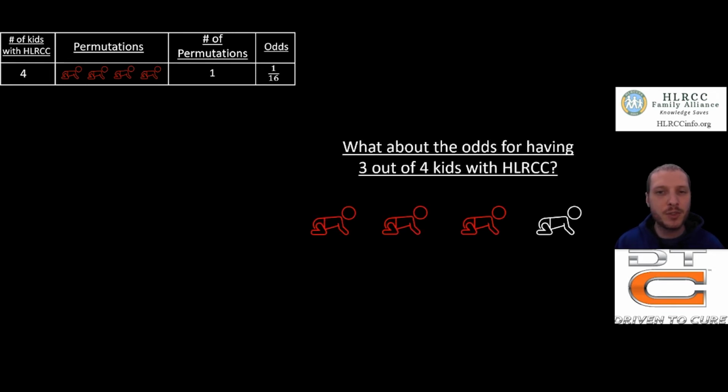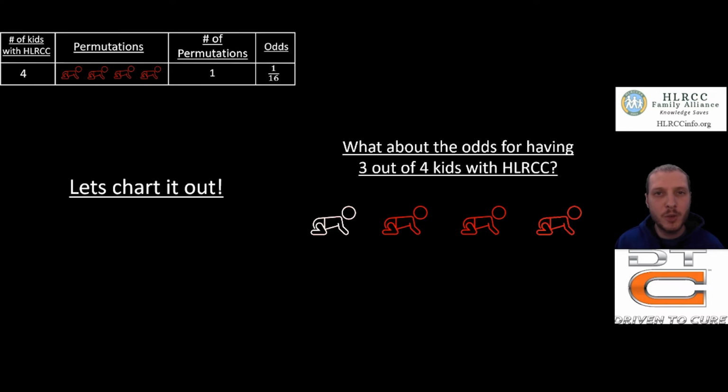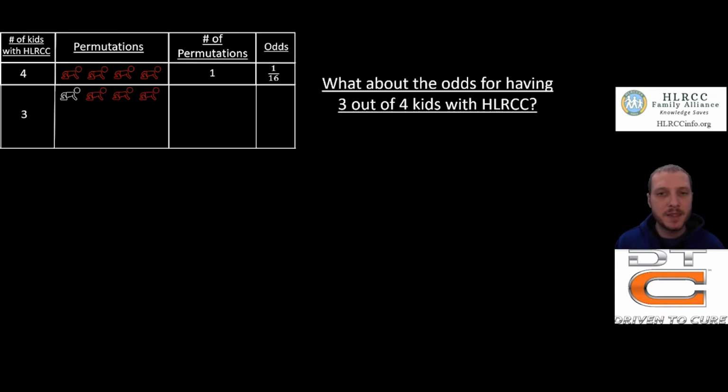So far, so good. That's pretty straightforward. But what about the odds of having 3 out of 4 kids with HLRCC? In this case, there's more than one way to order the groups. Multiple permutations means we can no longer just multiply the individual probabilities like we did in our first example. So let's chart it out and see how we go about figuring out these different percentages. In this case, let's start by saying the firstborn has no mutation, but the following 3 children are positive. We can continue to show the other possible permutations. In this case, the second-born is negative, in the third case, the third, and so on in the fourth. All told then, we see that there are 4 ways to arrange this example. 1, 2, 3, 4.